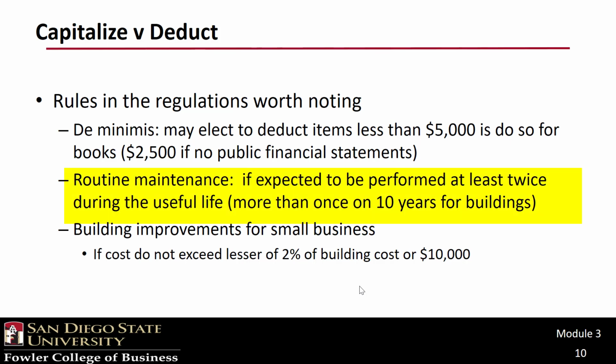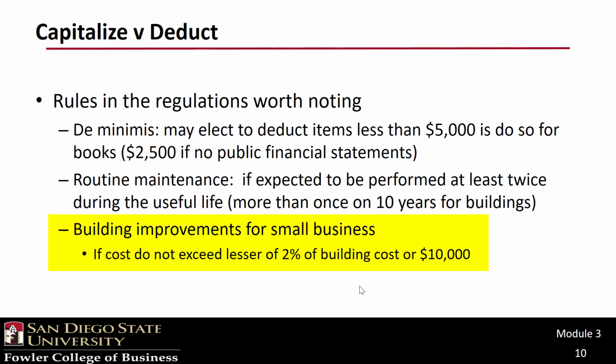A second regulation worth noting is that maintenance is considered routine and may be deducted if the maintenance would be expected to be performed 2 times or more during the asset's useful life. If that's a building, then more than once in 10 years. Lastly, certain small building improvements can also be deducted.